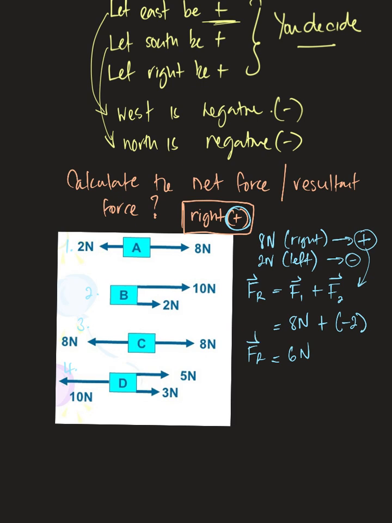And if I had to graphically show it, let's say, for example, that 1 centimeter is to 1 newton, and I had to draw it out. Then what I would draw here is a vector. The length of the vector is going to be 6 centimeters. But the label is going to be FR is equal to 6 newtons.